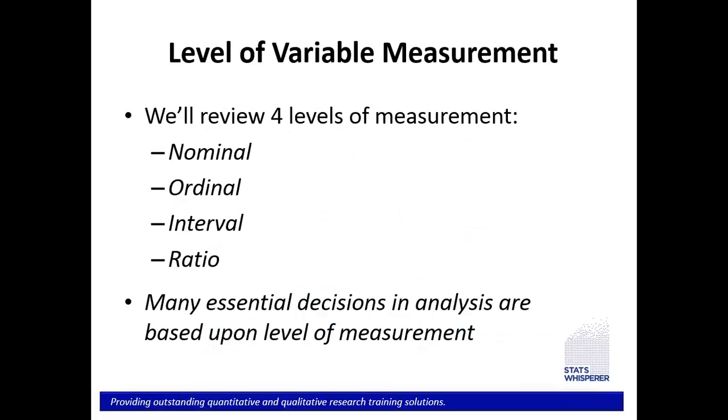Now, level of variable measurement. This is a key one because, as you can see on the bottom, it says many essential decisions in analysis are based upon level of measurement. And that's true, right? So we're going to consider 4 levels of variable measurement. You have to know these inside out. Thankfully, they're pretty simple. So we're going to discuss nominal, ordinal, interval, and ratio.